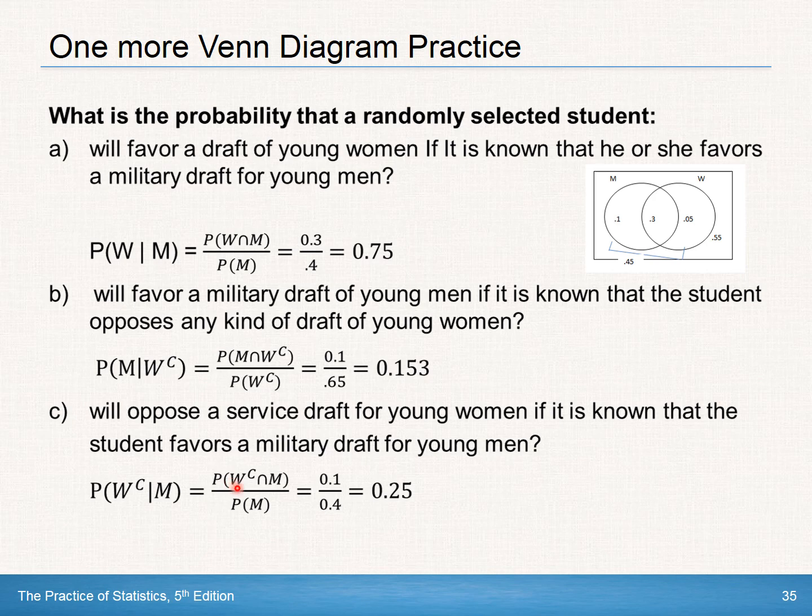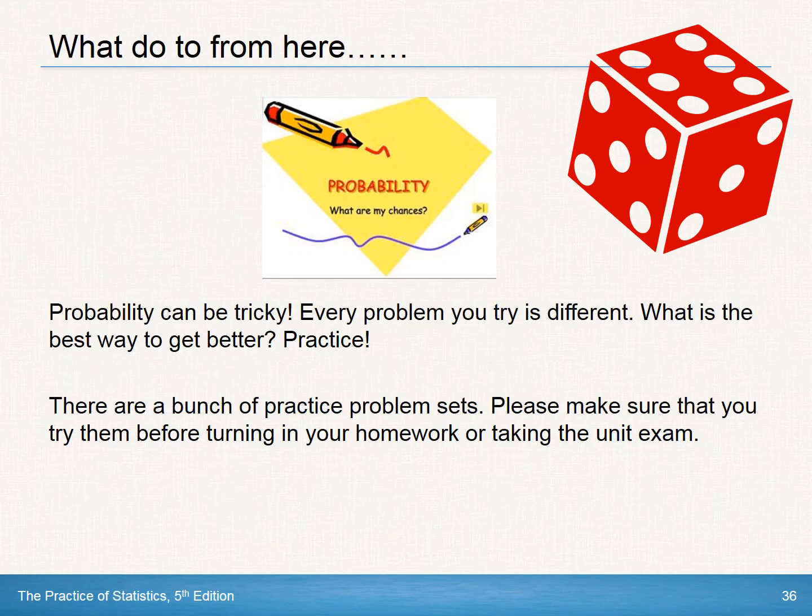So where is the intersection of opposing it for women and favoring it for men? Opposing it for women is outside, that would be everything outside here. But favoring it for men would be right here, this section of 0.1. So 0.1 over 0.4 is 0.25. Okay, these can be a little bit tricky. Every problem is just a little bit different. So what's the best way to get better? Practice, practice, practice. There are a ton of practice problem sets. Please make sure that you try them before you're turning in your homework or taking the unit exam. I also cannot stress enough using your tree diagrams when you have more than one probability going on.